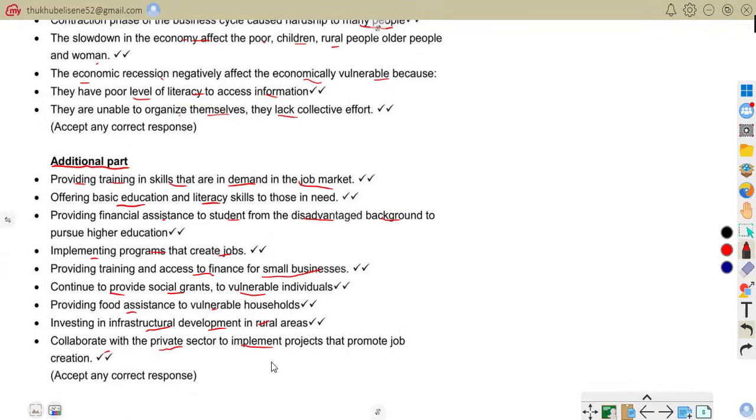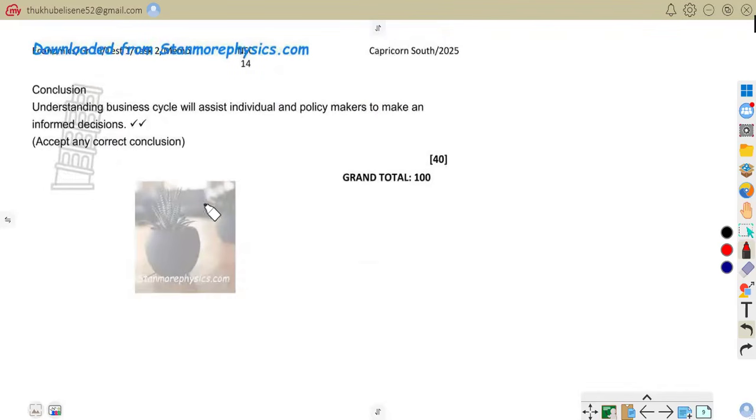Now let us move on to our conclusion. Understanding of the business cycle will assist individuals and policymakers to make informed decisions.